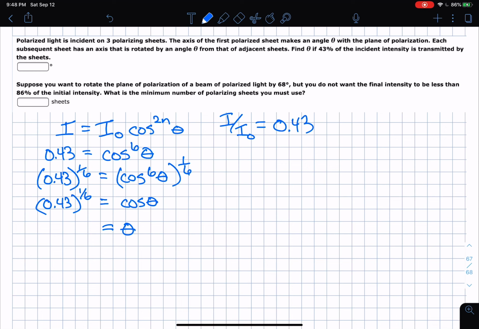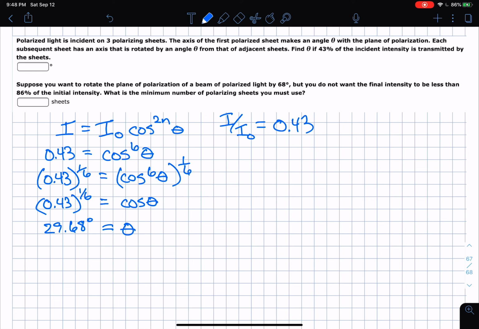And it comes out to 29.68 degrees. So that's the answer for the first part. For mine. Obviously you need to do yours, but this is the process you're going through. Now the second part is a little trickier.